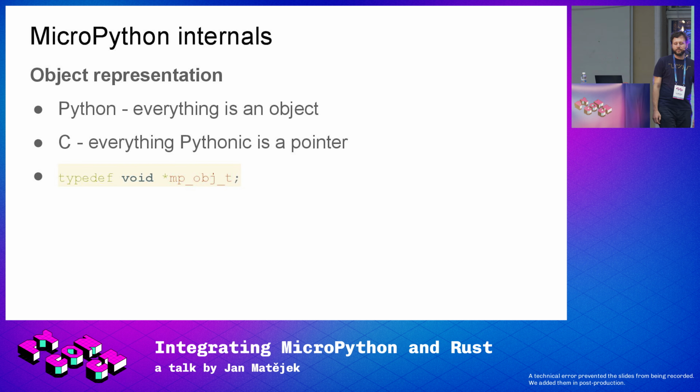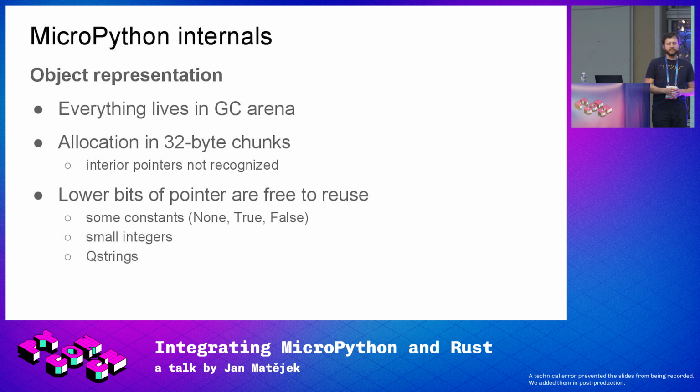First, something about MicroPython internals. In Python, everything is an object. We all know this. In C, there are no objects, so we need to represent the Python object somehow. And everything that comes from MicroPython, everything Pythonic, is actually a pointer. A pointer is just a number that tells you an address in the memory. And this mp_obj_t is a type that we'll be using everywhere.